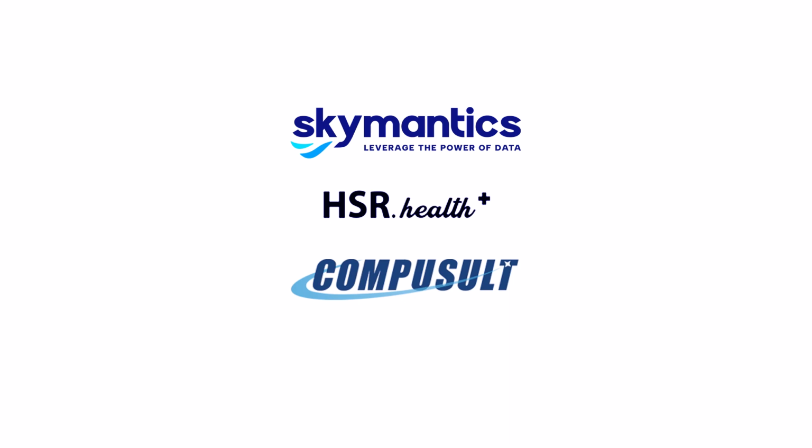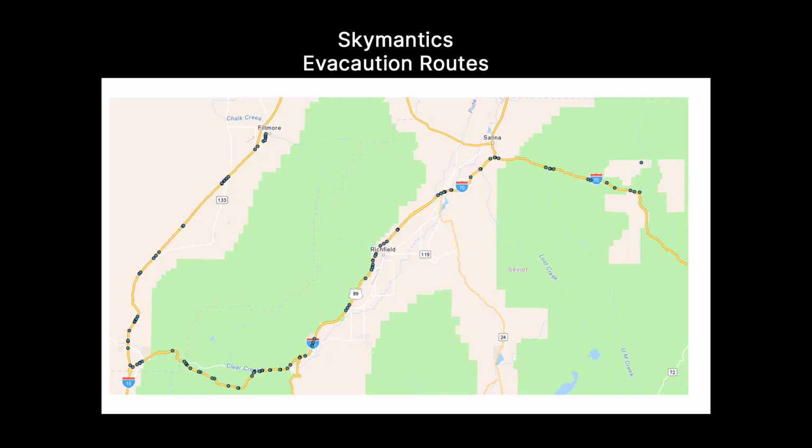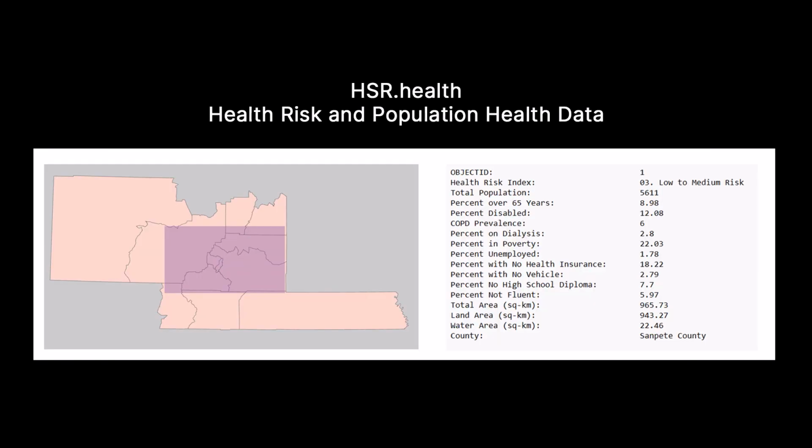We then worked with the OGC DP23 DRI participants to extract datasets from their respective APIs. Each of these datasets were further analyzed and processed to be ready to be consumed by our 3D digital twin pipeline. Through Skymantics APIs, we collected coordinates of the evacuation route's waypoints. Through HSR Health's APIs, we collected health risk and population health data for all of the census tracts in our area of interest. The right-hand side of this image represents example data from one of those tracts.